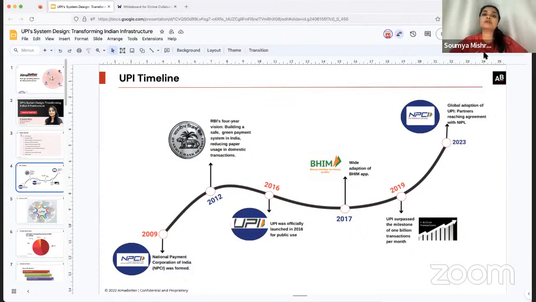And now in 2023, there are so many external parties outside India, not individuals but countries, who want to extend UPI. They want to extend this entire concept and use it. They want to buy it from us. So this is how UPI evolved. In 2009, where was it? And now in 14 years, you see where it has reached. So this is the entire timeline of UPI.